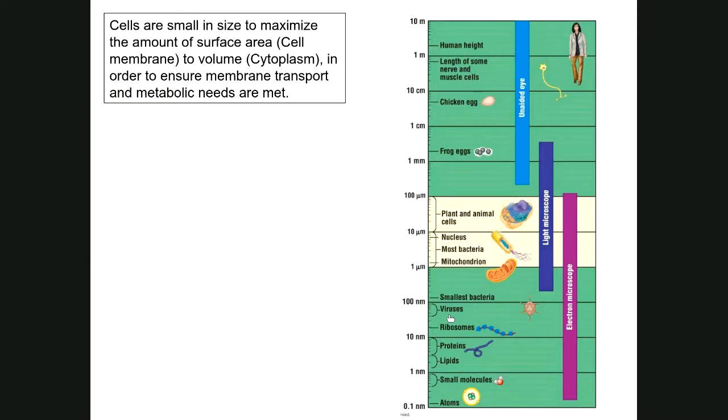But this figure is showing you how small cells are. Notice the cells are in the micron range, and if they're prokaryotic cells, they can be down to the nanometer range. Briefly, I'm not going to go in depth into this. What scientists discovered is cells are small in size to maximize the amount of surface area, referencing the cell or plasma membrane, to volume. The volume has to do with what's inside of the cell, the cytoplasm, in order to ensure that membrane transport and metabolic needs are met.